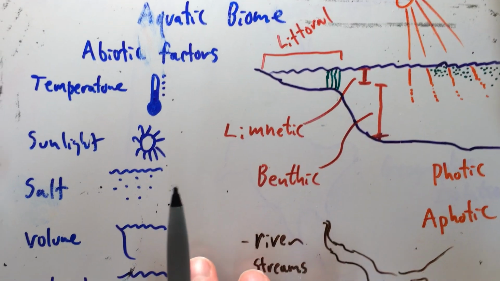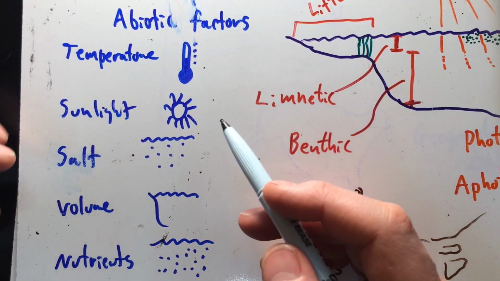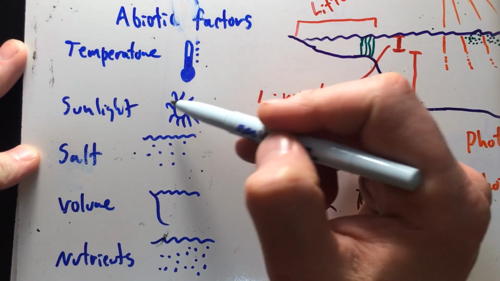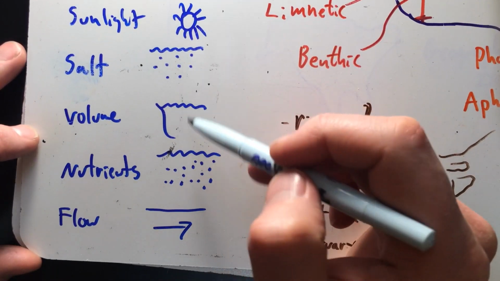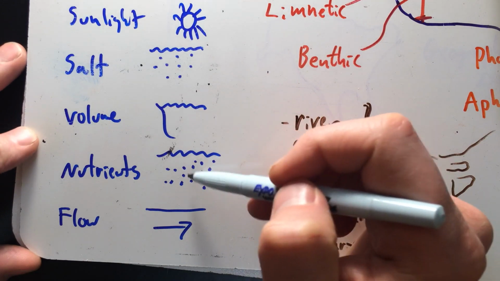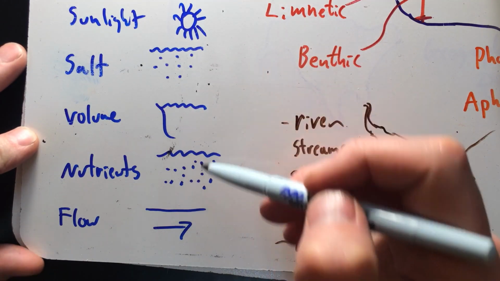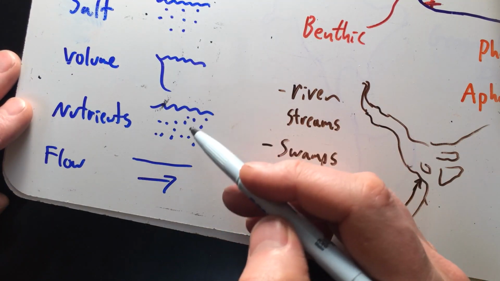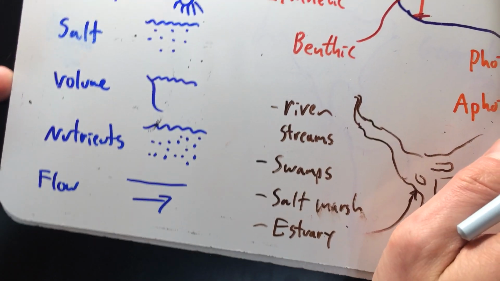So in the aquatic biome, I had people come up with some of the abiotic factors. So things like the temperature of the water, the amount of sunlight getting through, the amount of salt and dissolved nutrients, the volume of water may change, the flow rate may change. These are some of the abiotic factors. You can probably think of others.